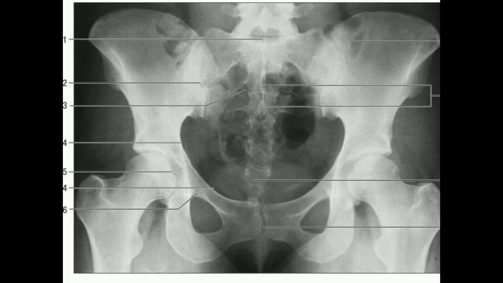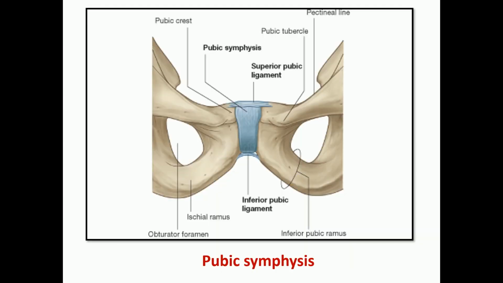This radiological picture shows the pubic symphysis in the median part, the two pubic bones, the right and left sacroiliac joints, and in the posterior part the sacrococcygeal joint. Now the pubic symphysis is a secondary cartilaginous joint, formed between the bodies of the two pubic bones. The margins of the two pubic bones are covered by hyaline cartilage. In between these two there is a fibrocartilaginous disc.